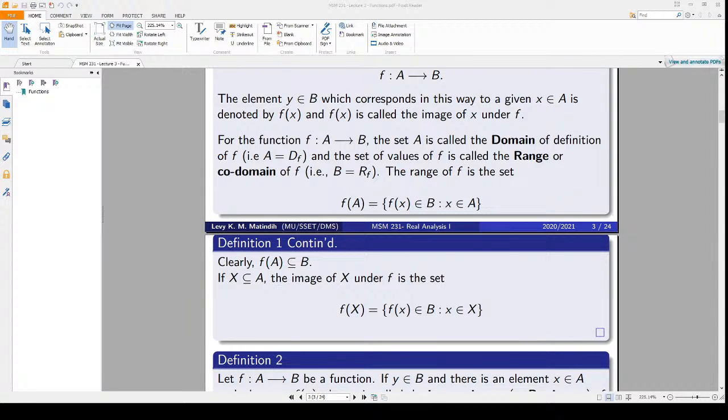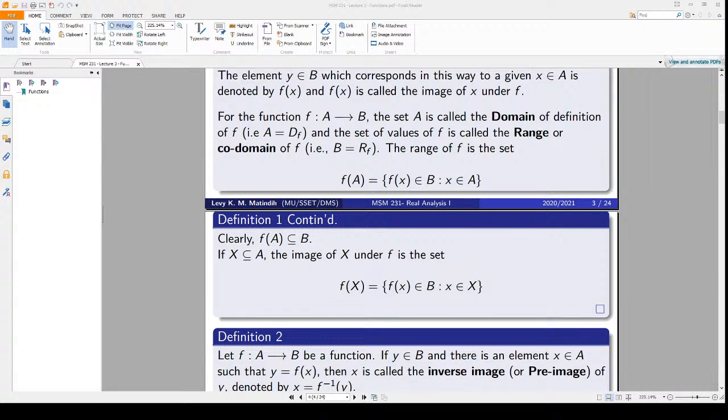Now, if X is a subset of A, then the image of this subset X under f is the set f(X), which is equal to {f(x) ∈ B such that x is in X}. So in this scenario, this range has been obtained by acting the function on the elements of the subset of A. This is how we write it.